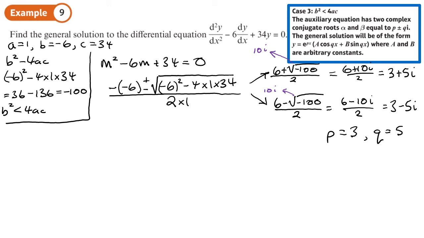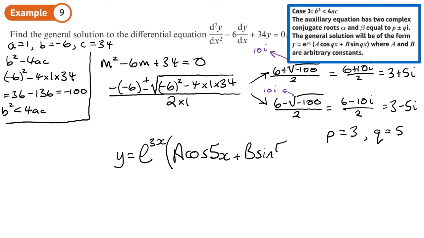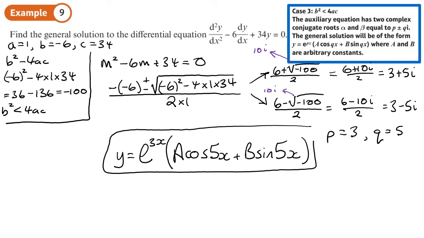So we can now write down the general solution as y equals, just going straight into this. Now again, you need to memorize this, it's not in the formula book, equals e to the px, that's from 3x, and then a cos, so q is 5, and then b sine 5x. So there's our general solution.